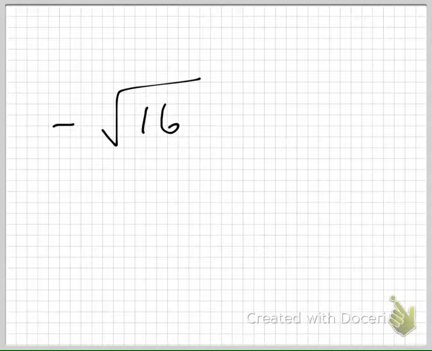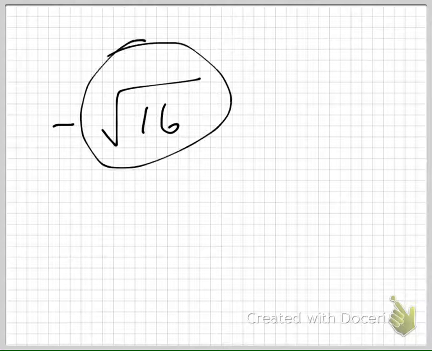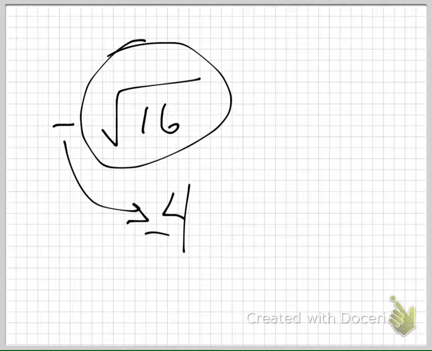What's the answer to that? This says it's the negative of the square root of 16. What are we square rooting? We're only square rooting 16. The square root of 16 is 4. So we replace this with 4, and then the negative that's out there belongs in front. The answer is negative 4.